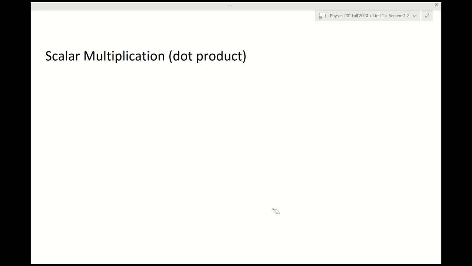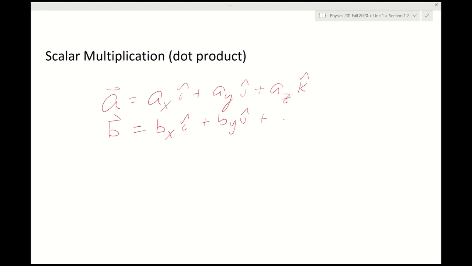Let's take a few minutes and discuss scalar multiplication, or the dot product. What we're looking at here, and we will give more significance and meaning to some of these things as we go through, but from a mechanical perspective for us right now, we're going to say the dot product of some vector A, which we're going to define as A sub x i plus A sub y j plus A sub z k, and vector B, which we're going to likewise define just using B's, is a scalar.